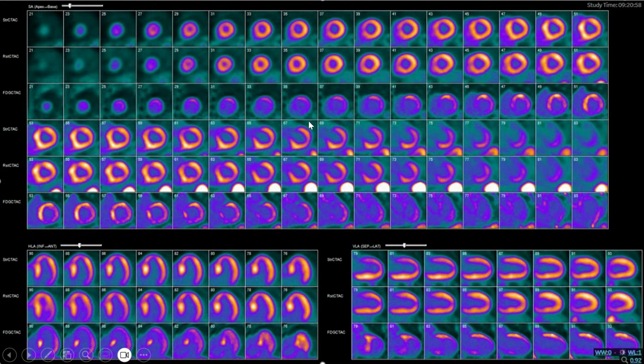If you look carefully, there is a mild basal to mid anterior septal fixed defect, and corresponding to that there is FDG uptake in the same region. And the EF was 45%. The calcium score in this study was 2,100. So there was 44% inflammation that came out during this study.